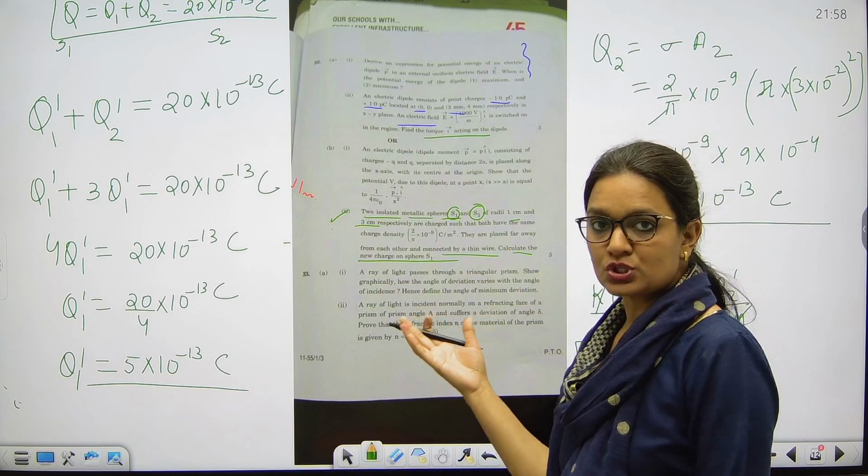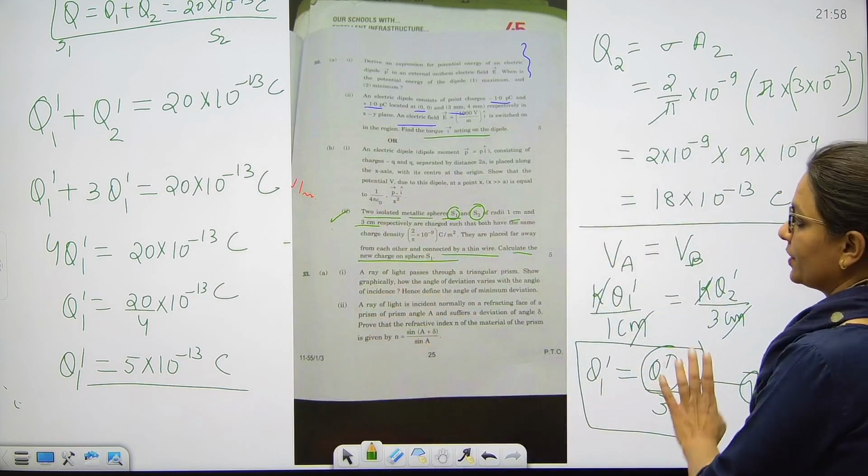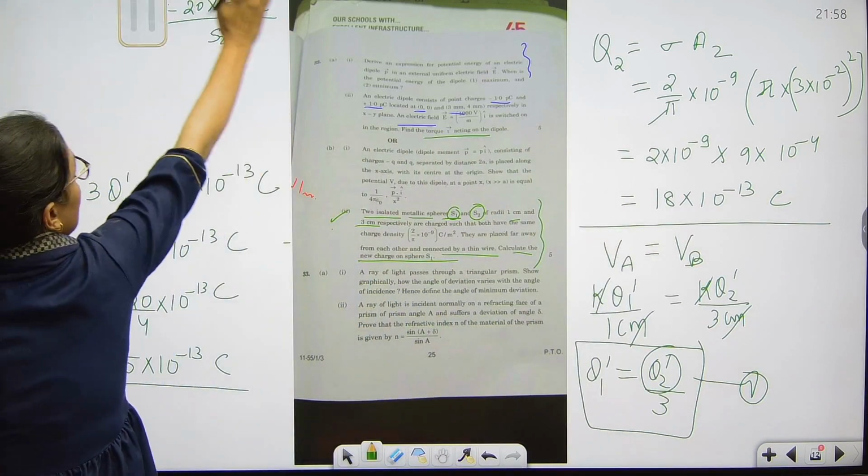Can you find the new charge on the second sphere also by the same method? Okay, we just put the value over here. So in this way you can easily find the charges. Okay, so the next question.